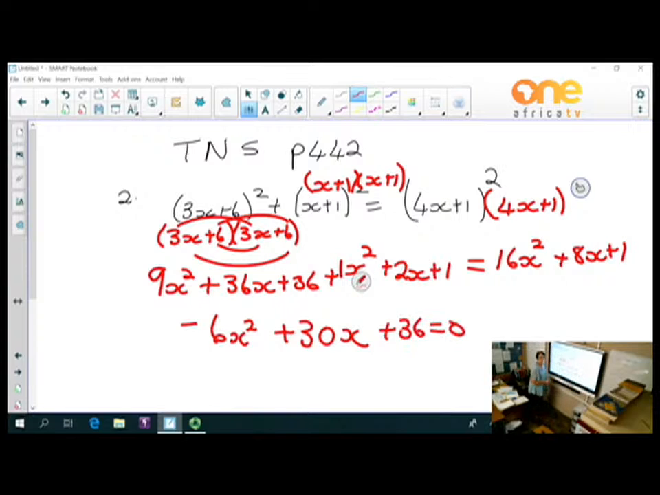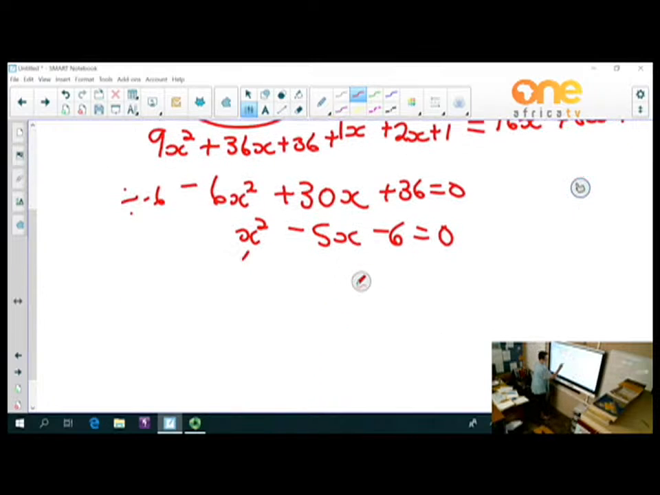Now it's always easier to get rid of this negative, and I can simplify this whole equation by dividing everything by negative 6. So then I have x² − 5x − 6, which is equal to 0. And now we're going to factorize this one. This is an easy trinomial. Remember, we did it last year. So what times what gives you the first term?